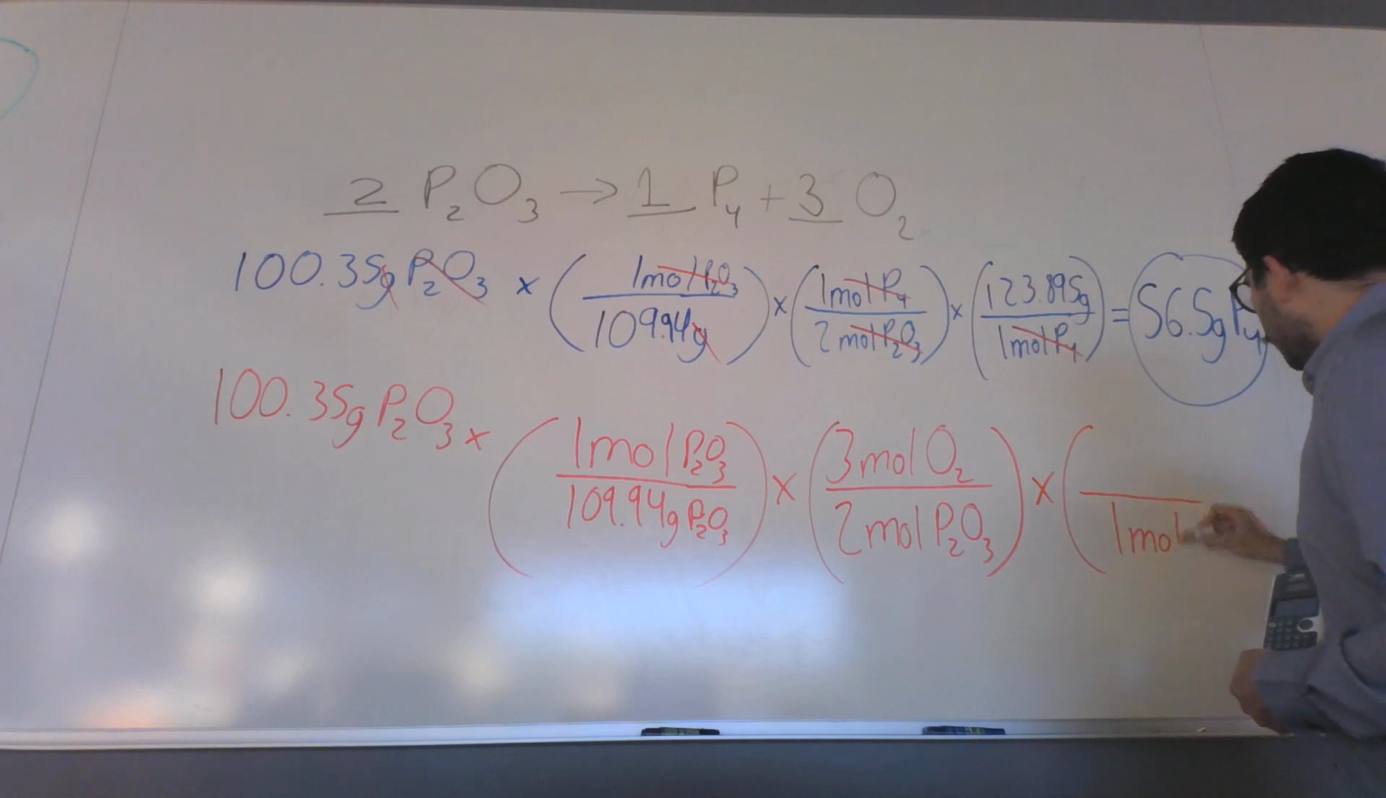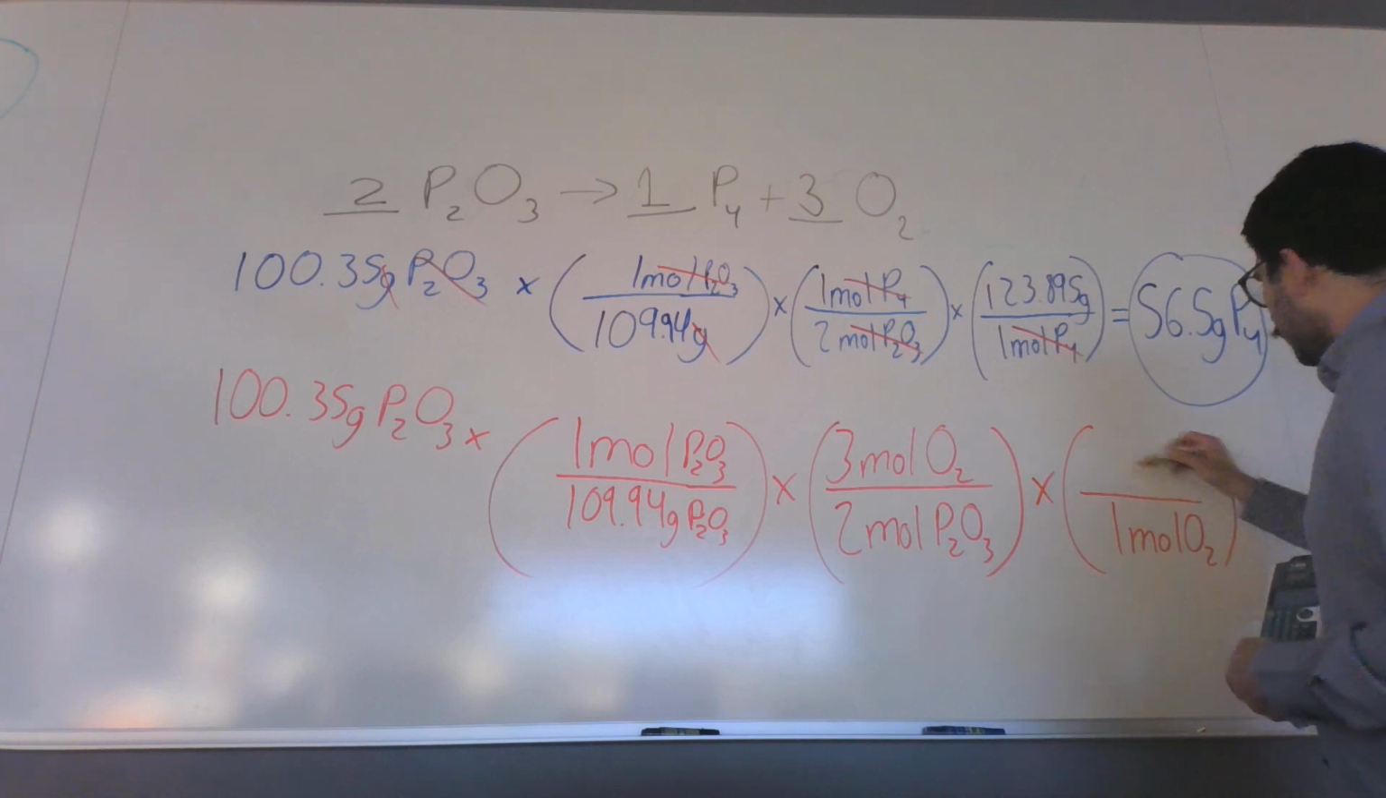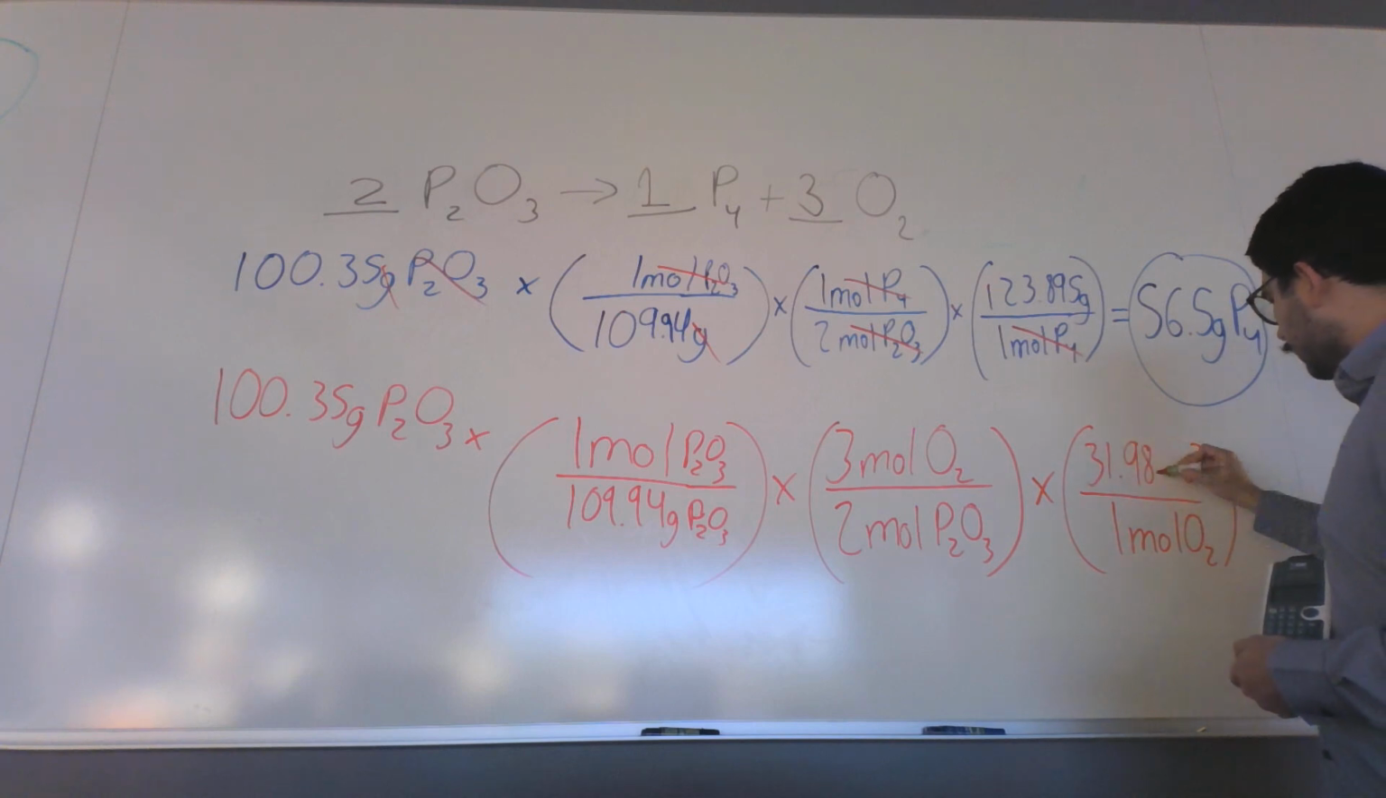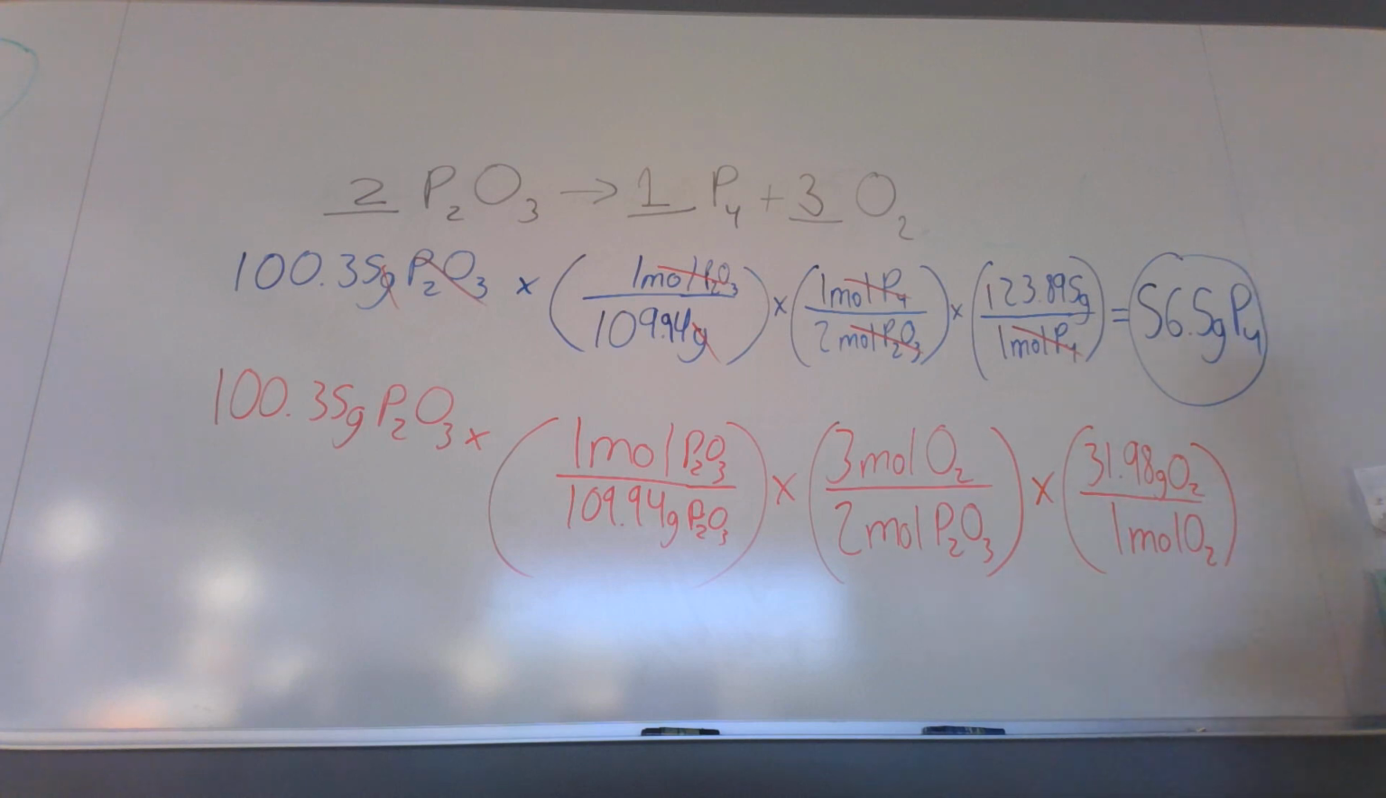Again, we're solving for moles. So one mole should be 31.98 grams of oxygen, because 1 oxygen is worth 15.999. 2 oxygen atoms, because it's O2, you add those 2 together, you get 31.98 grams. If you want to round it to 16, you would get 32 grams per mole. So it's not too different.